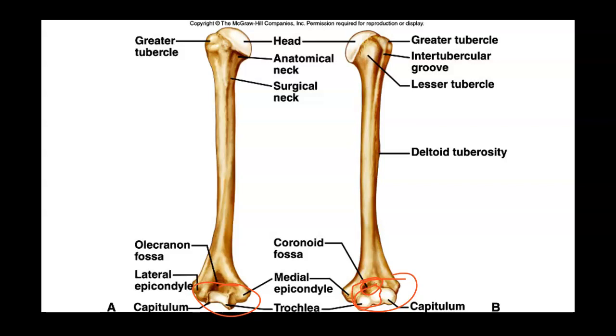You also have the medial epicondyle here, and you'll have a lateral epicondyle that you can see on the edge here. And then this circular piece here is called the capitulum. So looking at that, you know that is going to be your front view of this bone.